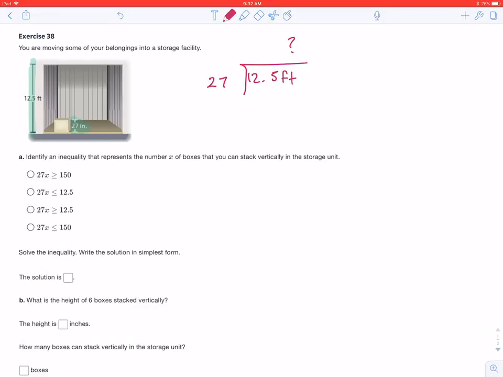But before you do any sort of solving, it wants you to show us the kind of inequality that you're going to be using in order to determine that. Well, reasoning through this problem, it's pretty obvious that if I continue to stack these boxes, every time I stack one, it's going to add 27 inches. And that's why this 27 is being multiplied by x. x represents the number of boxes. And the height of the boxes I stacked has to either be equal to the height of the storage unit or be less than the height of the storage unit. It obviously can't go over it. So it needs to either equal 150 exactly, or be less than that. But it can't be anything over 150.